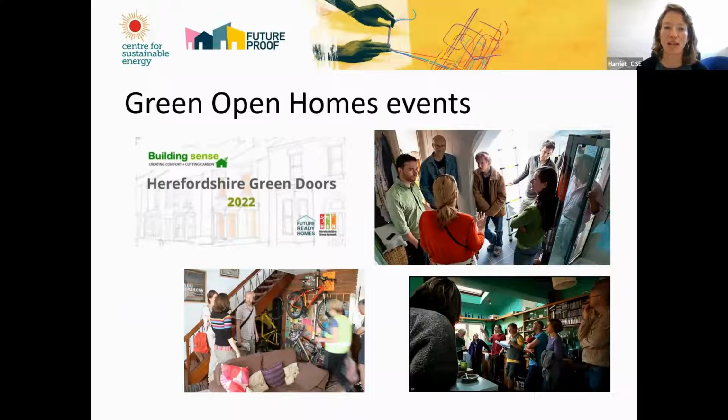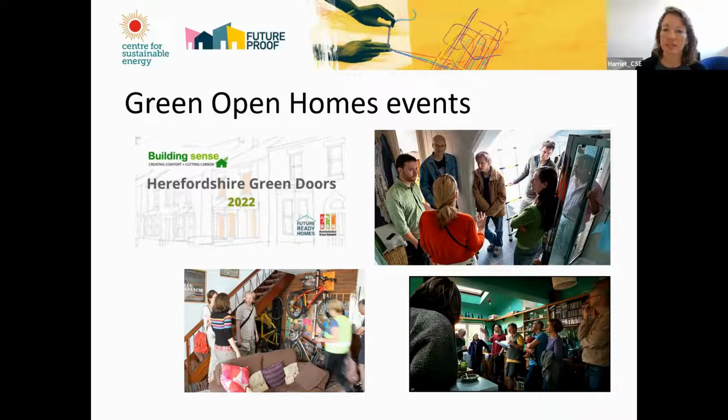Another thing you could do is run a Green Open Homes event. These are events where people can visit homes within their community that have made energy efficiency improvements, or maybe they've changed their heating system, and you can go into their home and get a guide from the householder who will answer your questions and tell you about the reality of having retrofit done in the home.